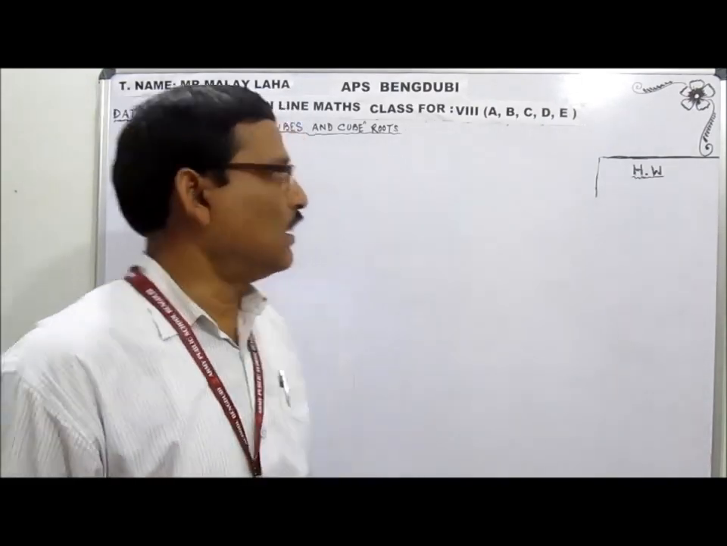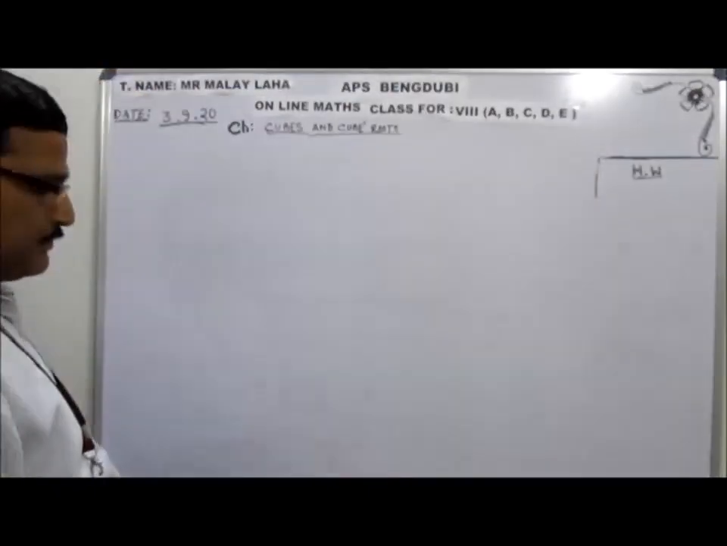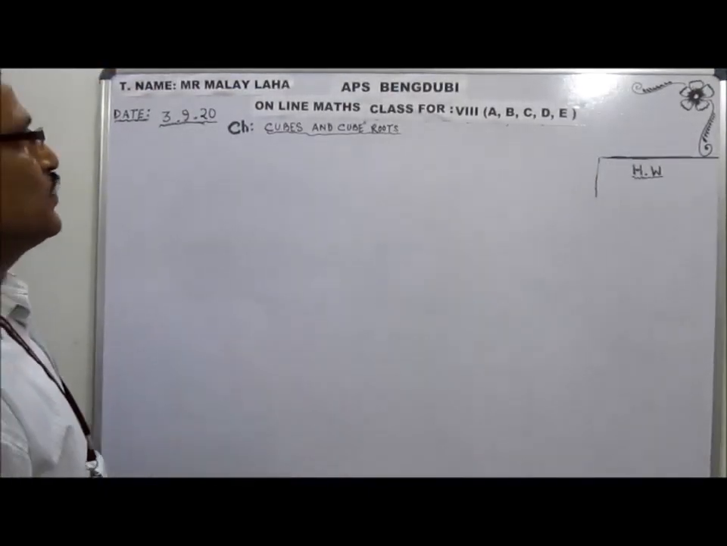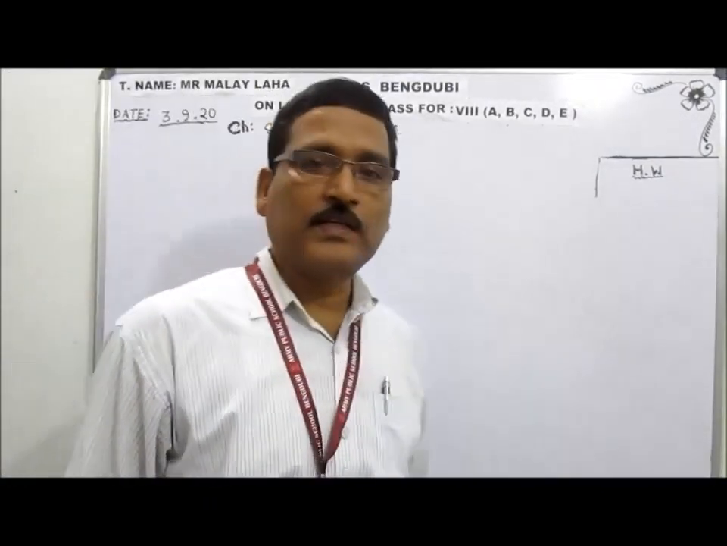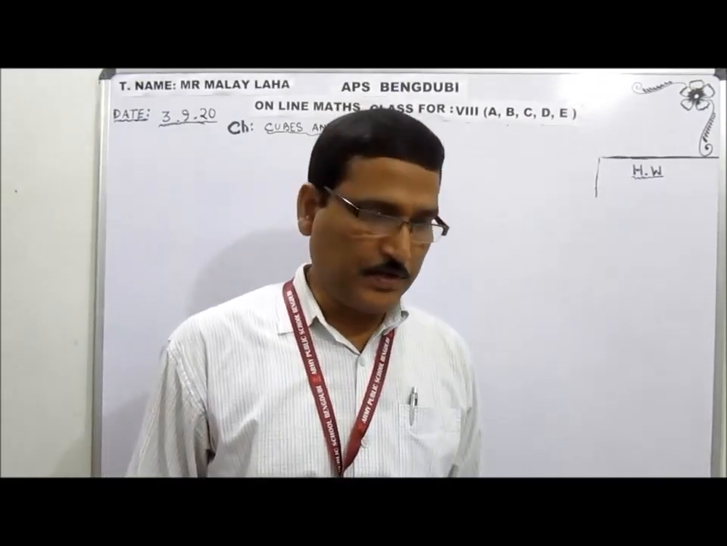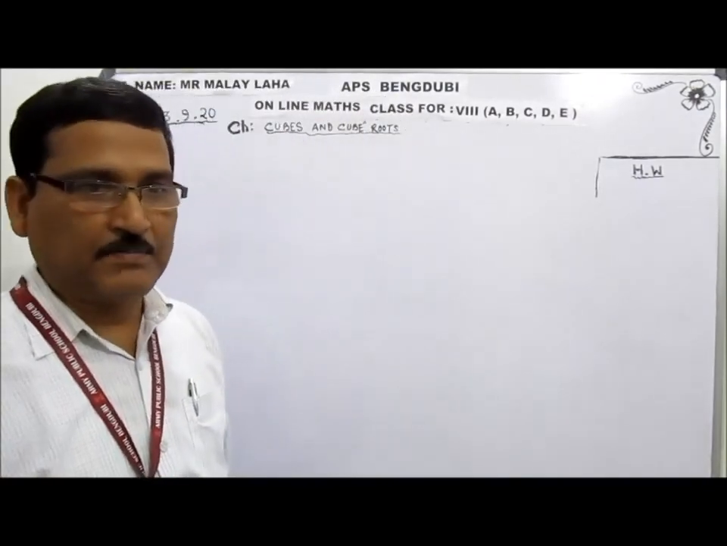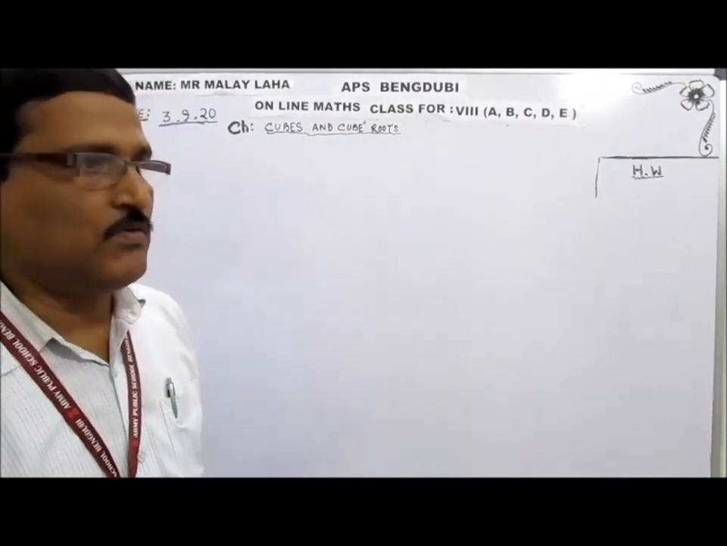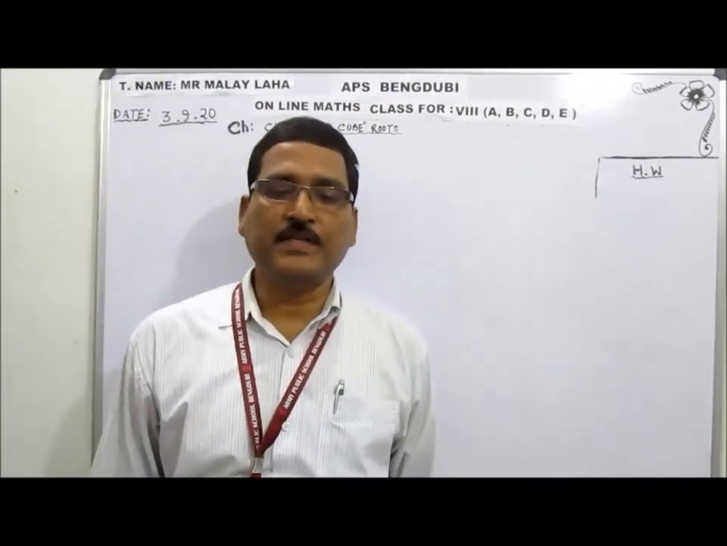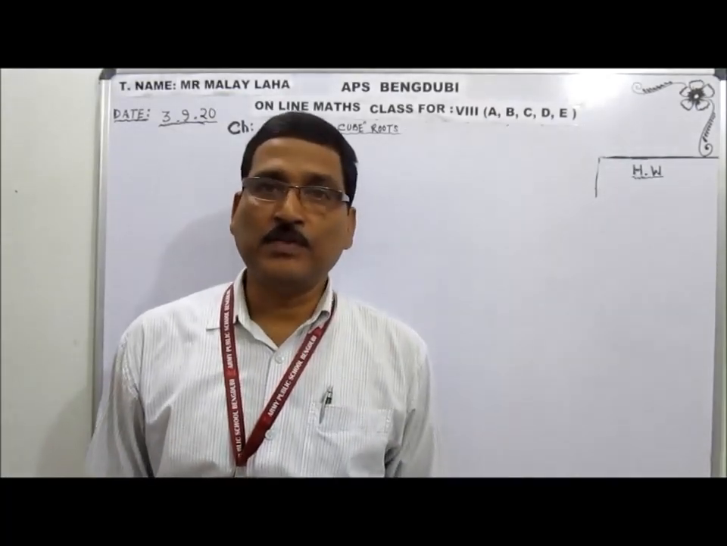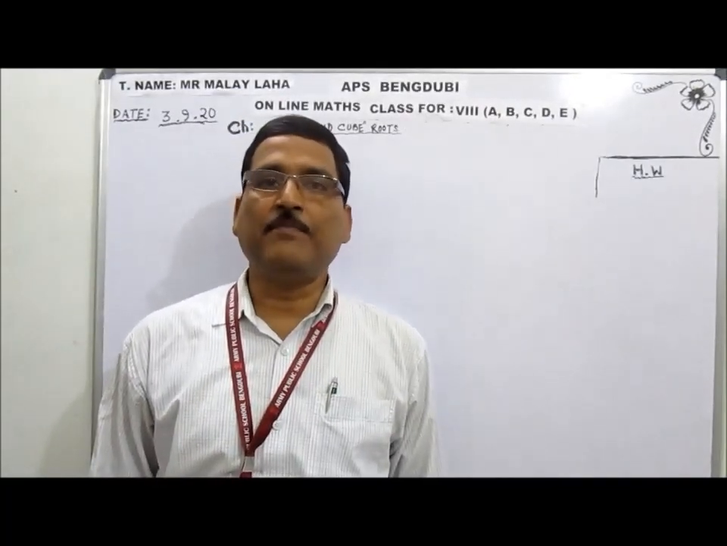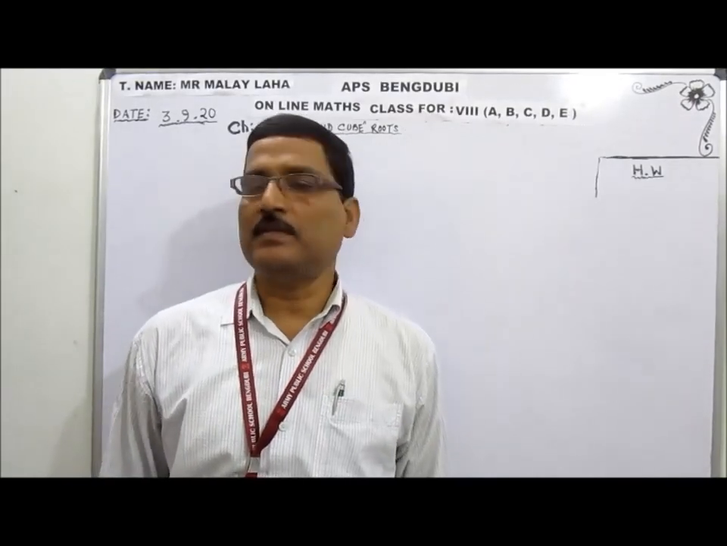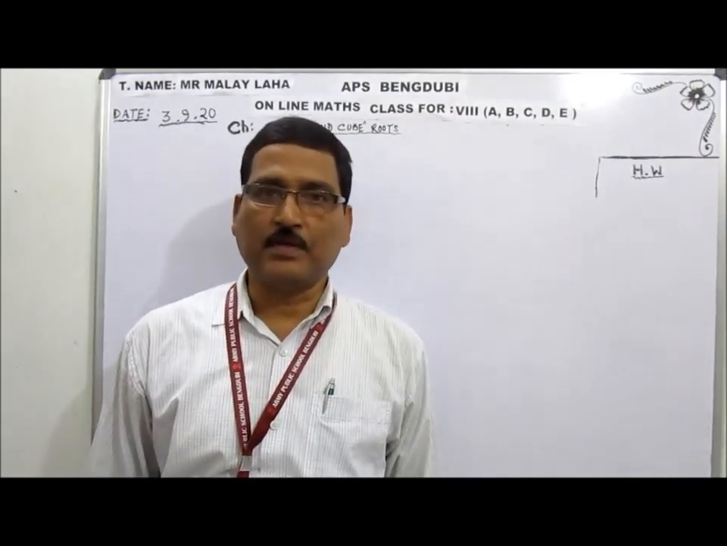So let's see. The chapter is Chapter 7, Cubes and Cube Roots. Now how to find the cubes and cube roots, I have told you in my previous video, either by the prime factorization method or the Vedic method. To test whether a given number is a perfect cube or not, the only method is prime factorization. I have to see whether the prime factors are in groups of three equal factors or not. If yes, then it is a perfect cube number.